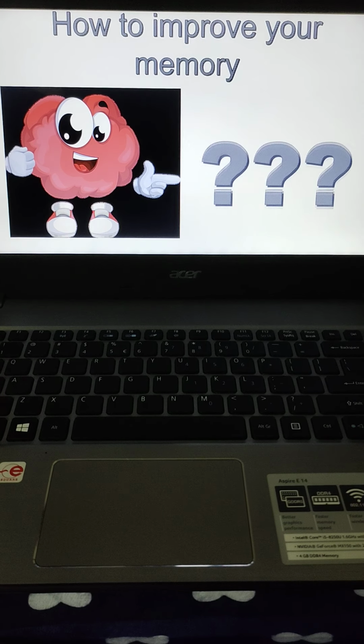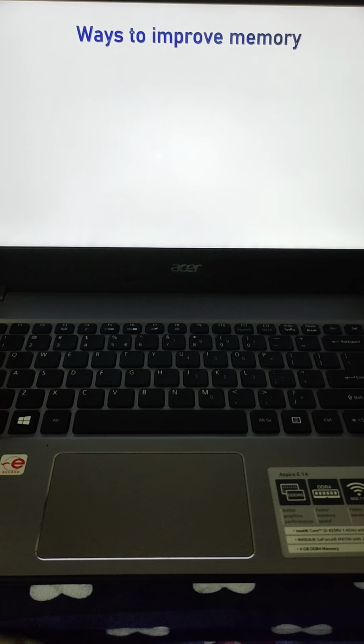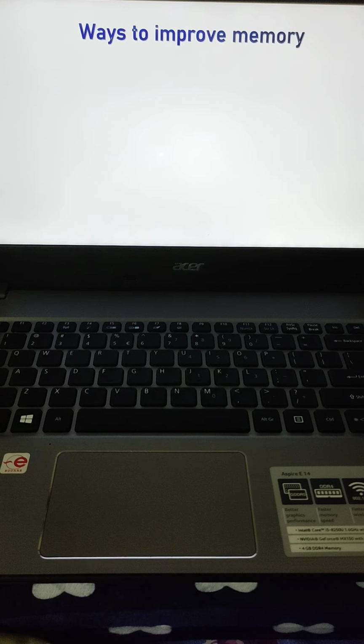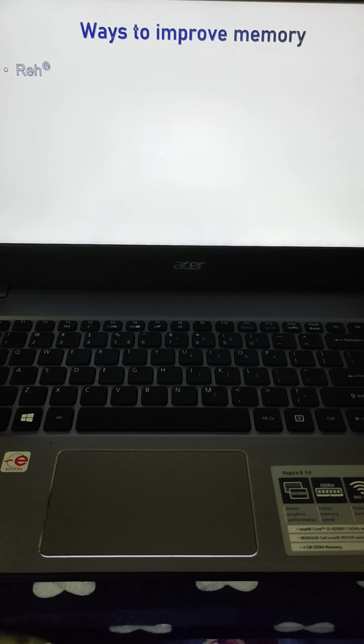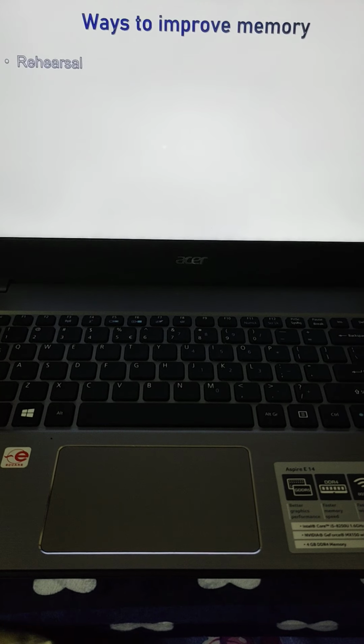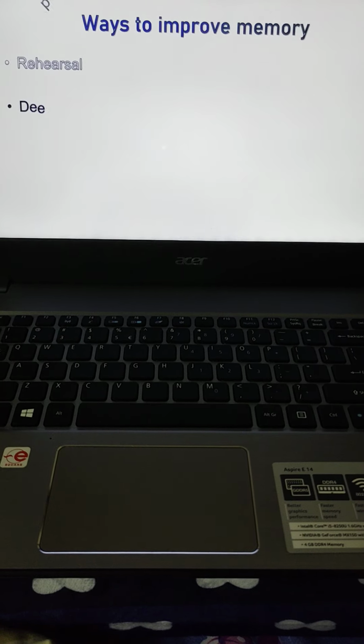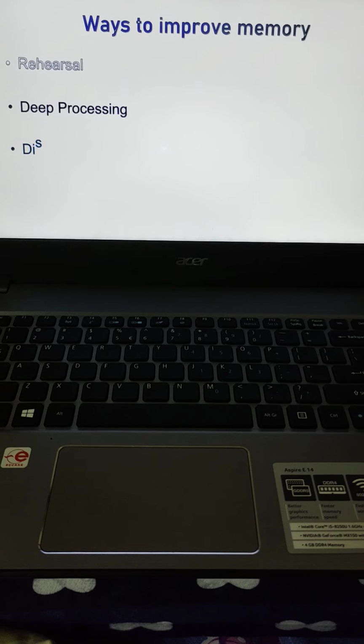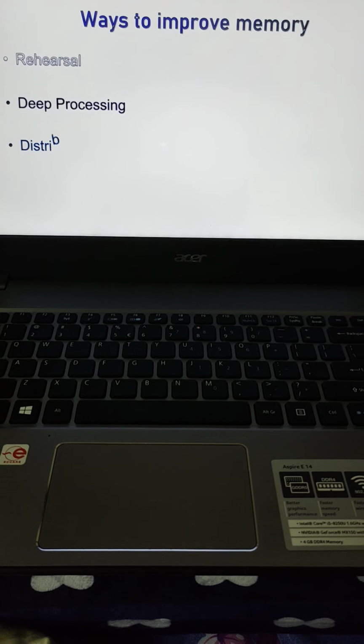And here's the way to improve your memory. There are several ways to improve your memory, and I attached three kinds of ways. One of them will be rehearsal, the second one will be deep processing, and the third one will be distributed practice.